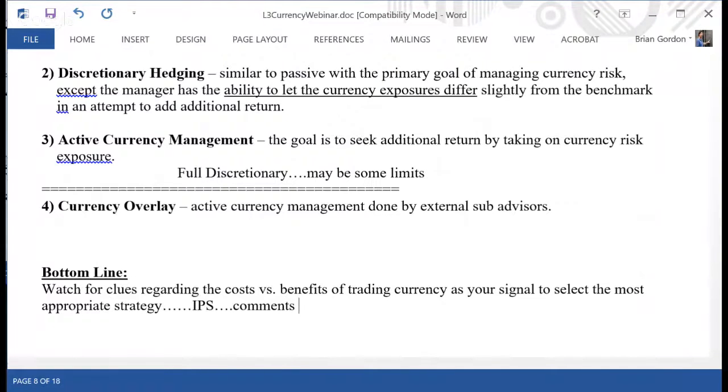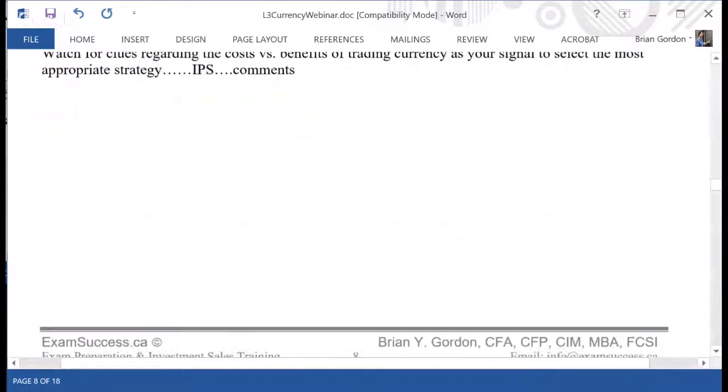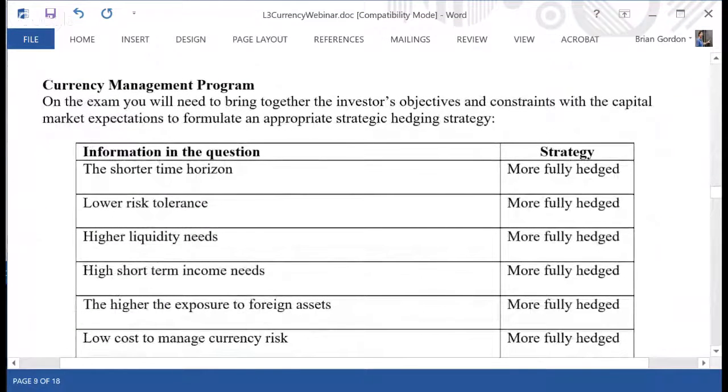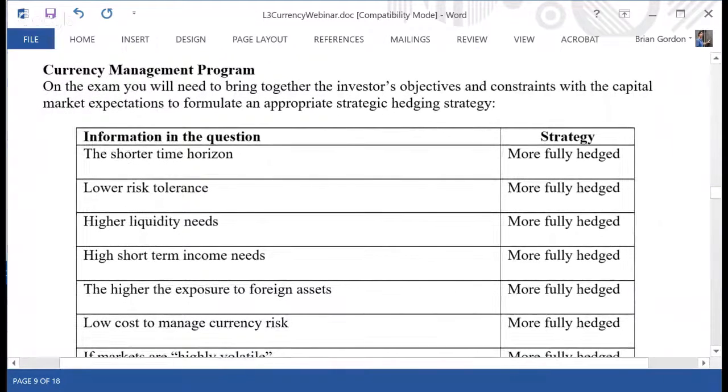Then the learning outcome statement changed, and now they want us to talk about thinking about this currency management now, and really relating it to market facts and the client's objectives and constraints. So just to translate this back to simple thinking, going through the textbook here, just want you to be aware of what we're talking about here.